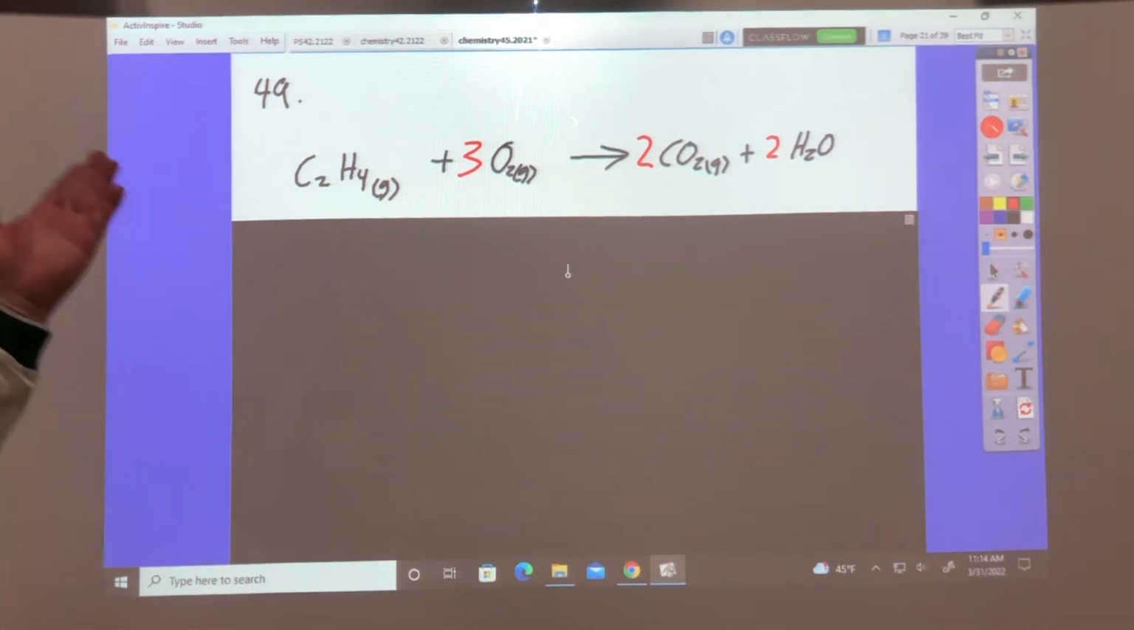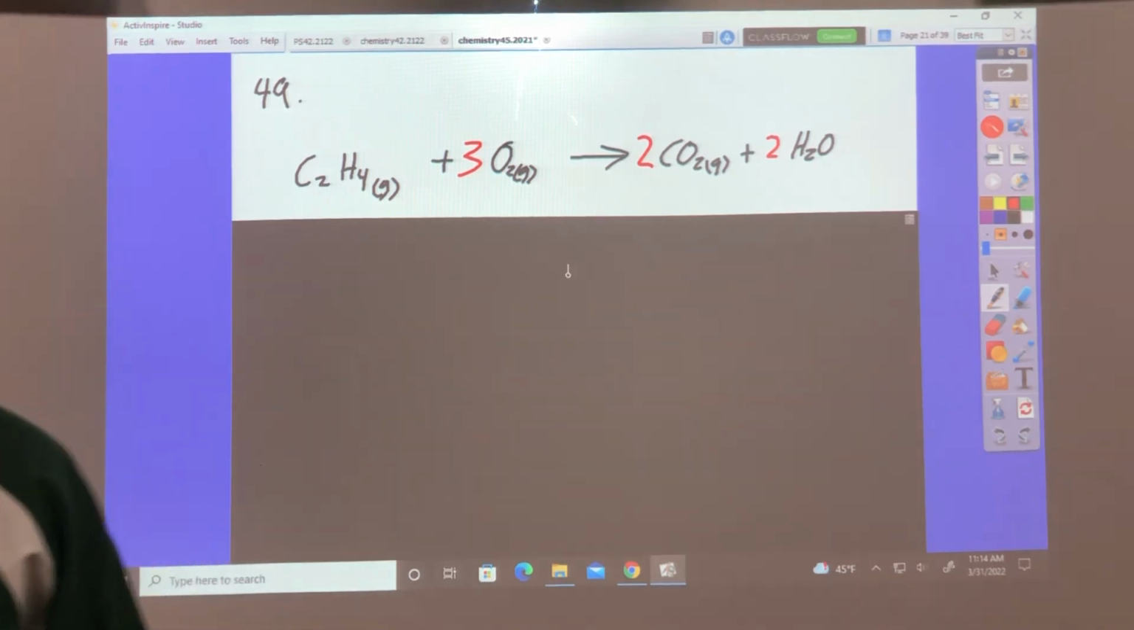The mole ratios, that's what they are. You just read them from the balanced chemical equation.